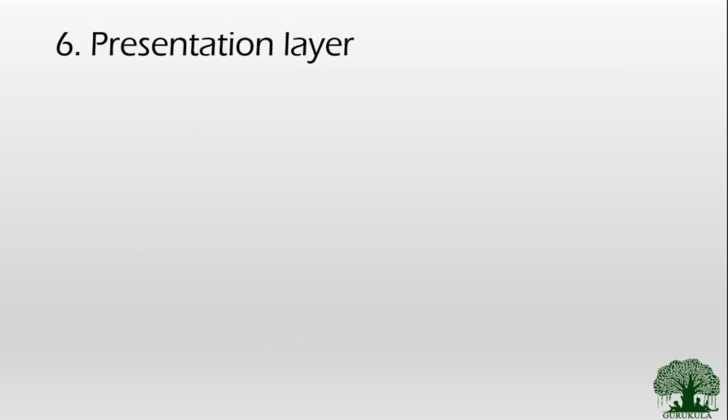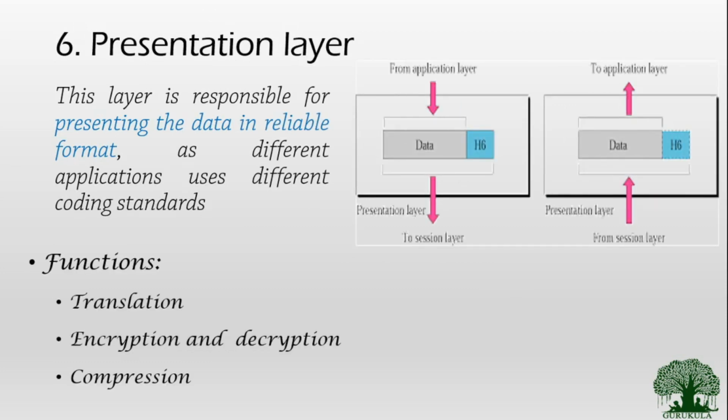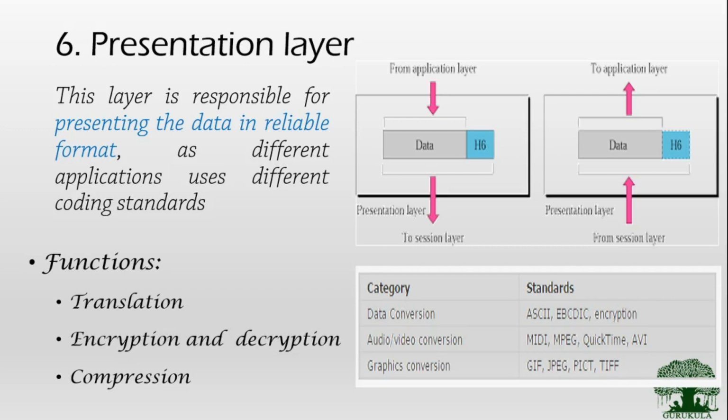So the presentation layer is responsible for presenting the data in a suitable or reliable format. The primary functions of the presentation layer are translation, encryption, decryption and compression. Any of your messages may undergo certain kinds of translation, encryption and compression as well. Any messages that have to be translated, encrypted and decrypted will be handled by your presentation layer.